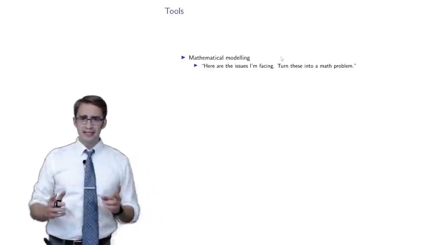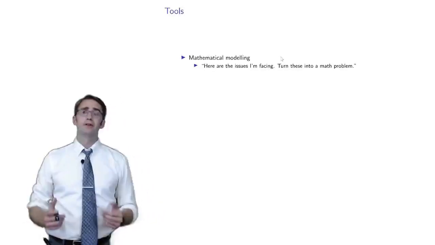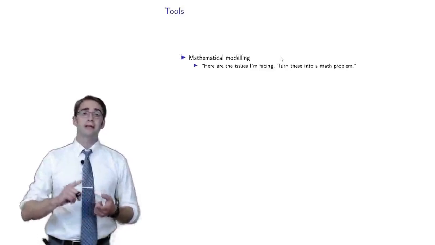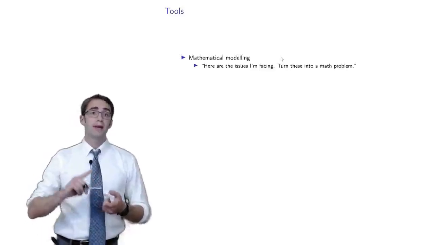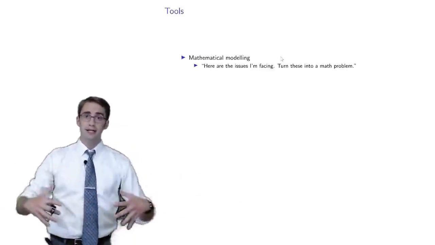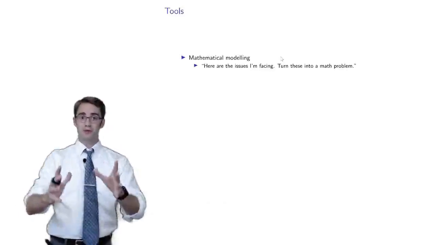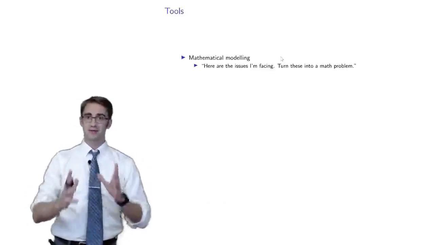There are two sides of what you're going to learn in this course, and both are important. The first is mathematical modeling. Mathematical modeling means your client comes into your office and tells you their problem. They tell it to you in words. They're probably not mathematicians. They're probably not engineers.